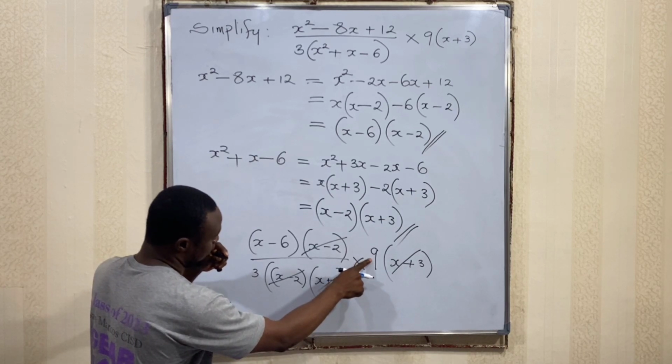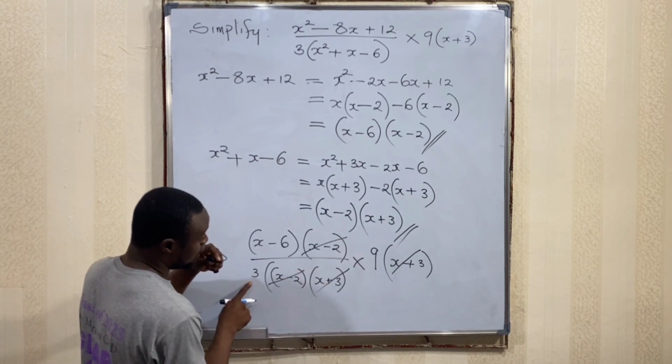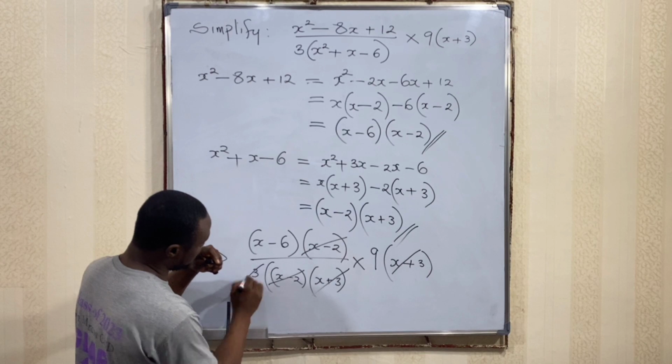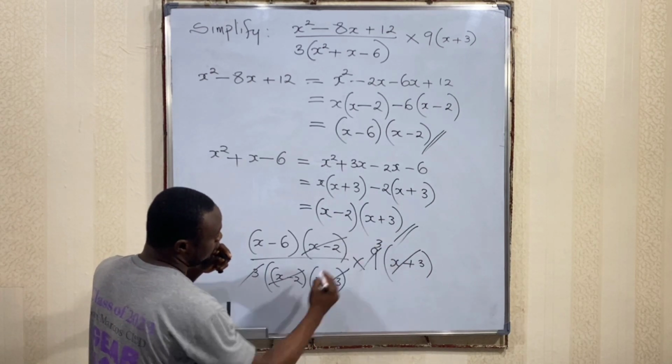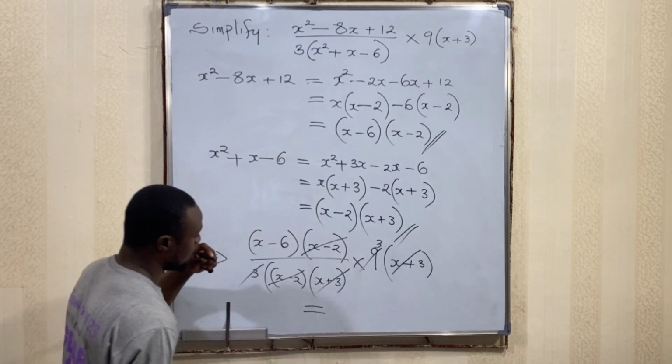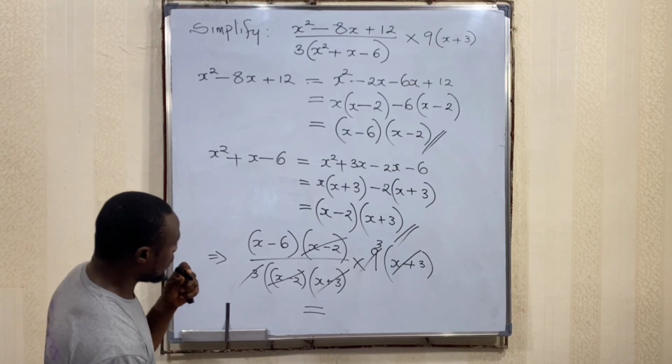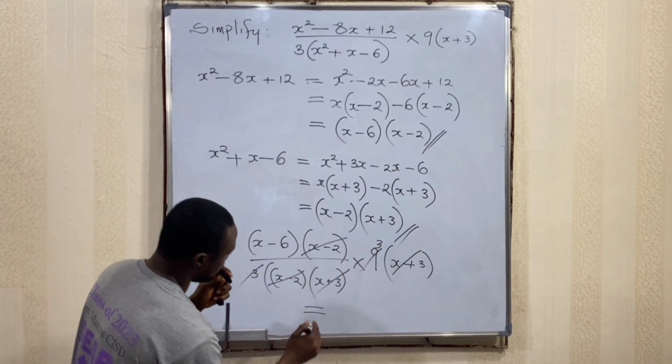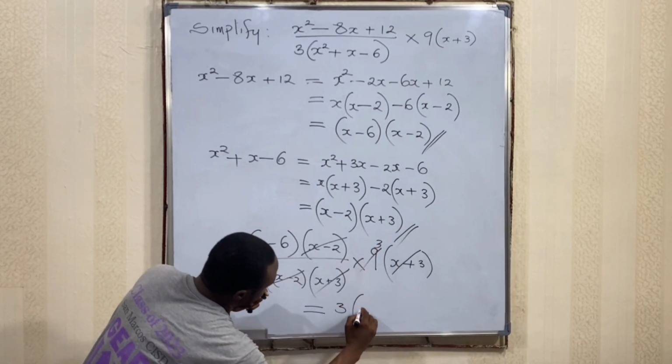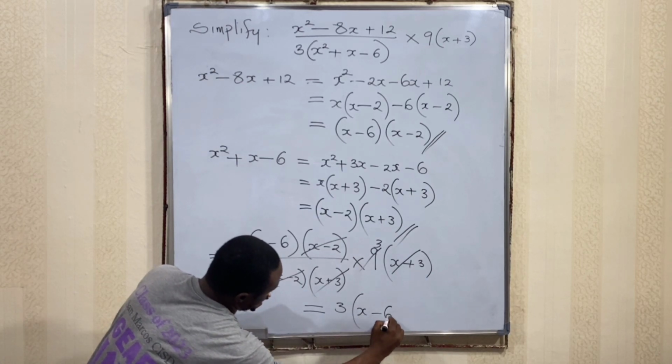Now this is 9 and here we have 3. 3 can go into 9 how many times? Just 3 times. So this goes, and this is 3. So this is finally 3 here and x minus 6. So we have 3 open bracket x minus 6 as our answer.